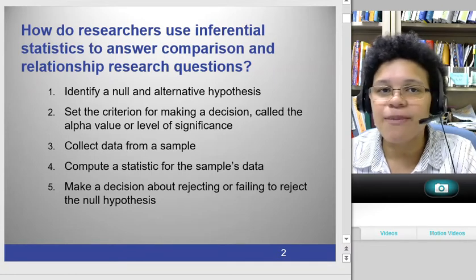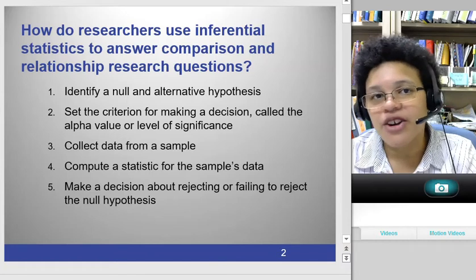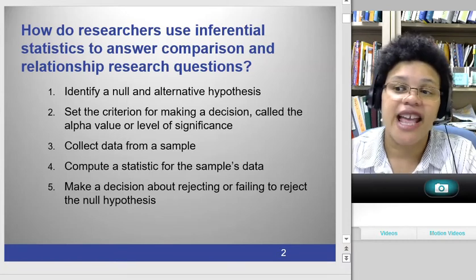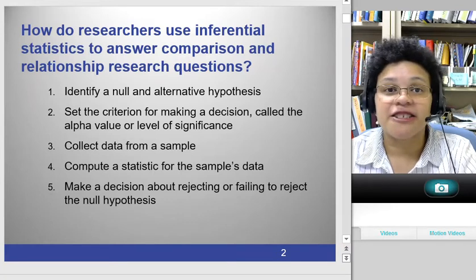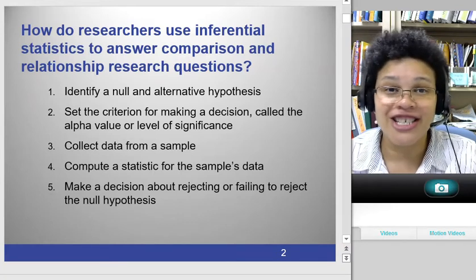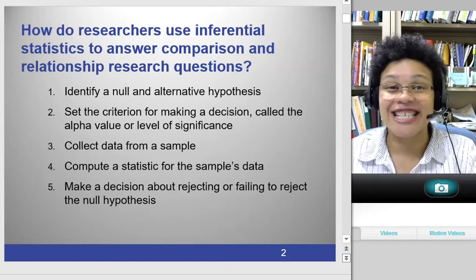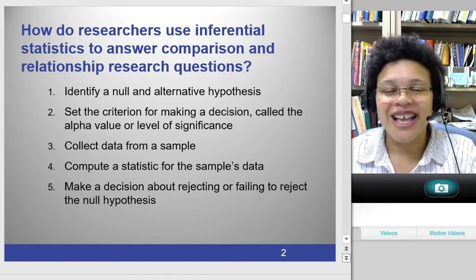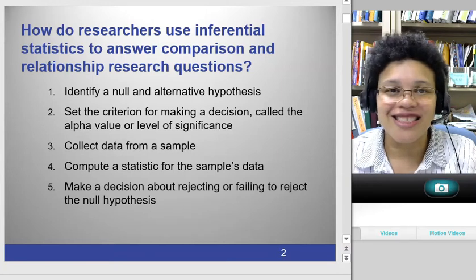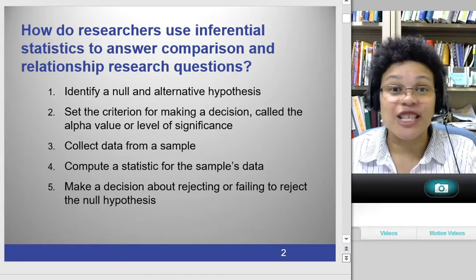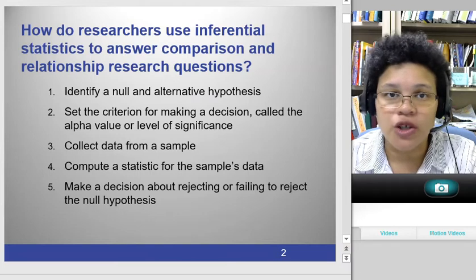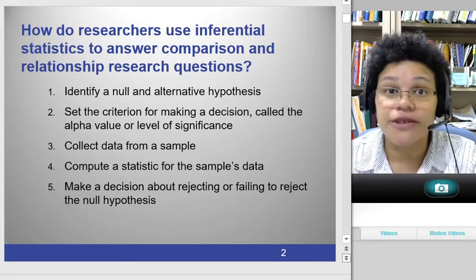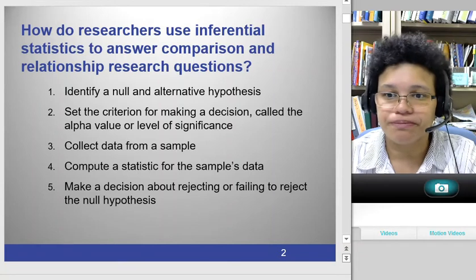Now, the type of hypothesis we identify first is called a null hypothesis. And basically, the null hypothesis is that nothing happened. Our intervention didn't work. The students did not improve. The clients were not less depressed. The athletes were not faster or stronger. So the null hypothesis is that there was no change if we were looking for change, or there was no difference if we were comparing groups.